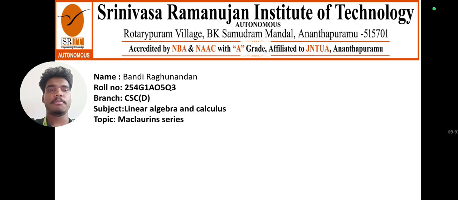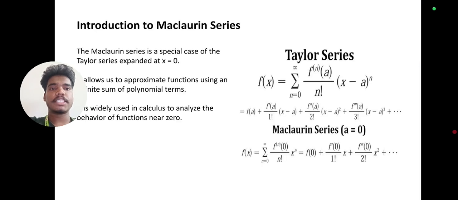Today's topic is Maclaurin's theorem. Introduction to Maclaurin series. The Maclaurin series is a special case of the Taylor theorem expanded at x equal to 0. It allows us to approximate functions using an infinite sum of polynomial terms. It is used widely in calculus to analyze the behavior of functions near 0.